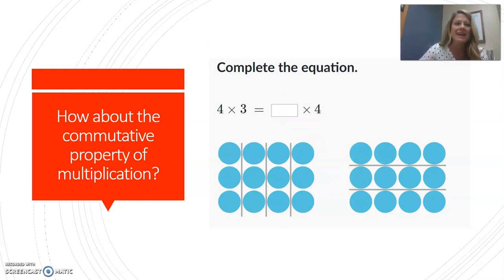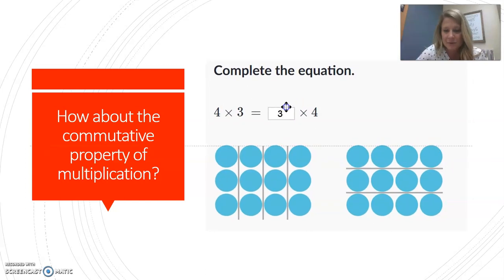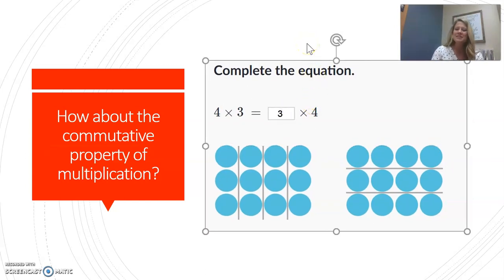So I'm going to go ahead and type that in there really quickly and move it down just a bit. So 4 times 3 is equal to 3 times 4. And we can see that again because the overall product, the quantity of all of those dots, has not changed.